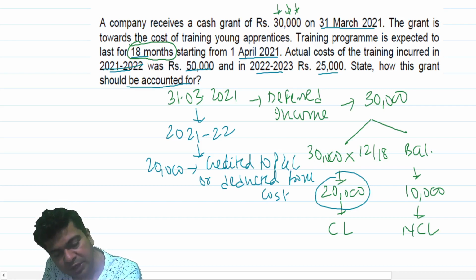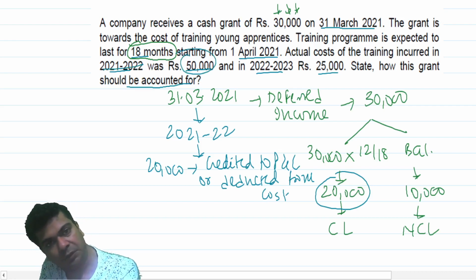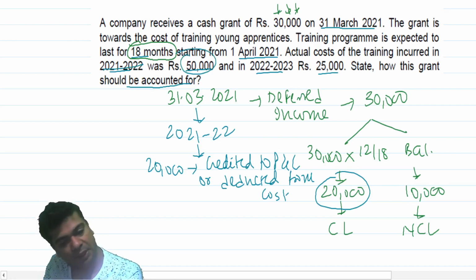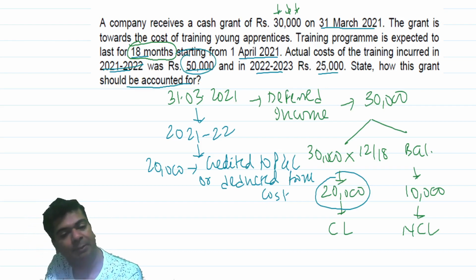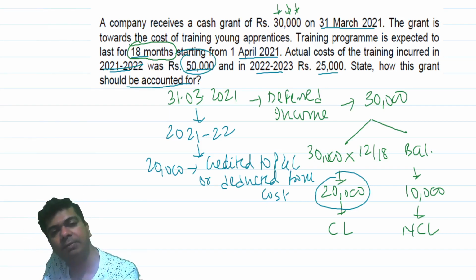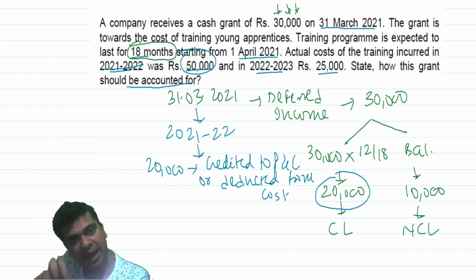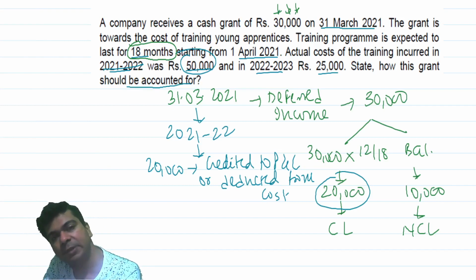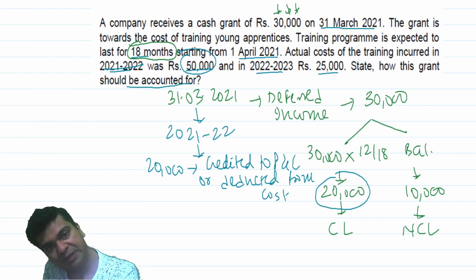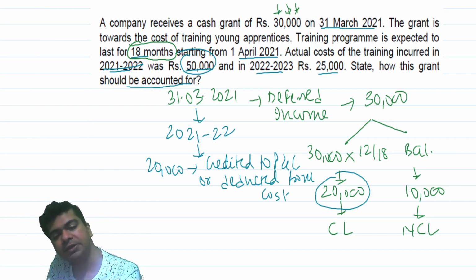In 2021-22, they are saying cost is 50,000. So my two approaches will be something in this way. I will credit my P&L by 20,000. I will debit my P&L by training cost of 50,000. Or 50 minus 20, I debit my P&L only by the net expense of 30,000. Both the ways of presentation are allowed by Ind AS 20.